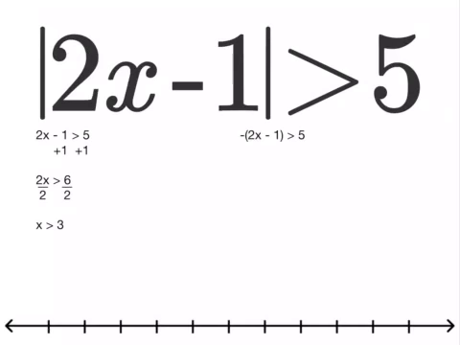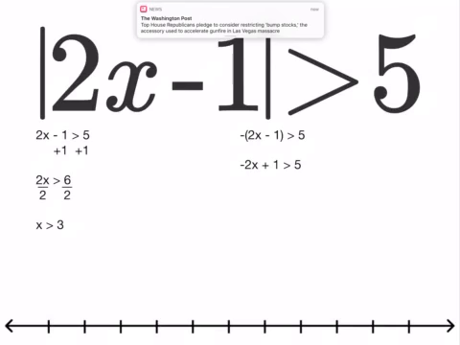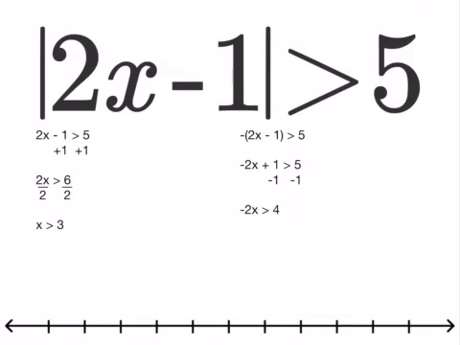Our other inequality, negative (2x minus 1) is greater than 5, becomes negative 2x plus 1 is greater than 5. Subtract 1. Negative 2x is greater than 4. Divide by negative 2. x is less than negative 2.